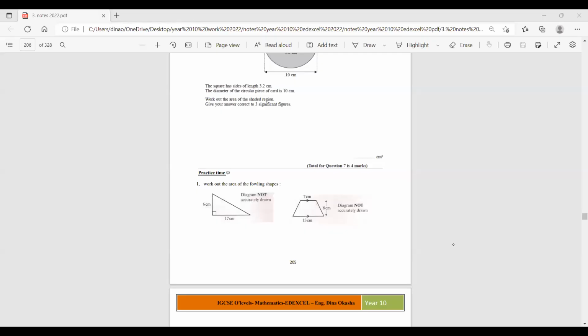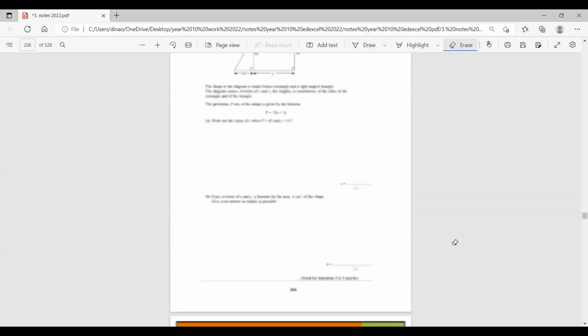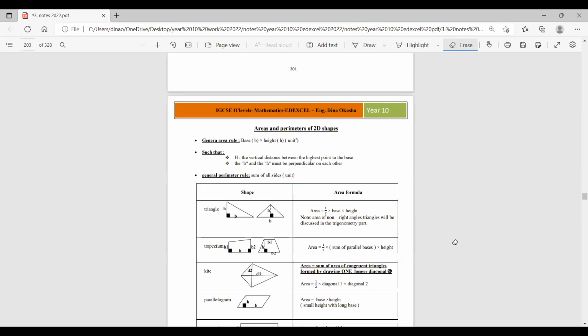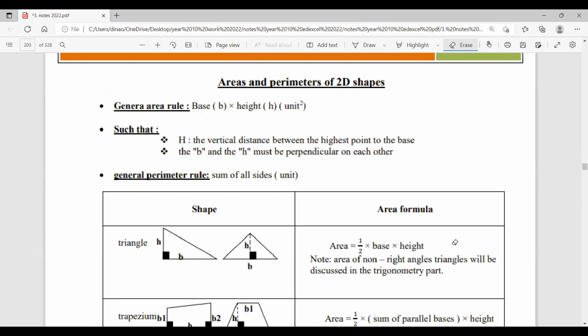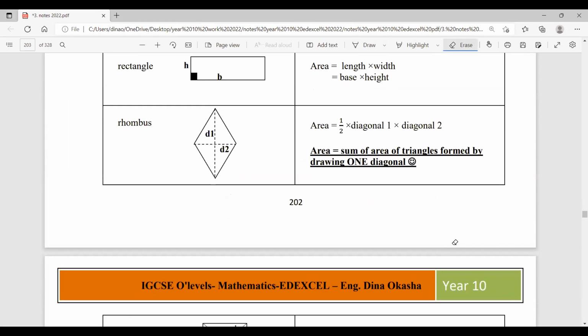What is the requirement? What resource do we need? We only need the notes. So please pick out your notes and open them to page 205. We are going to discuss, as we said, area and perimeter of 2D shapes. Now let's start with this page over here, page 202.